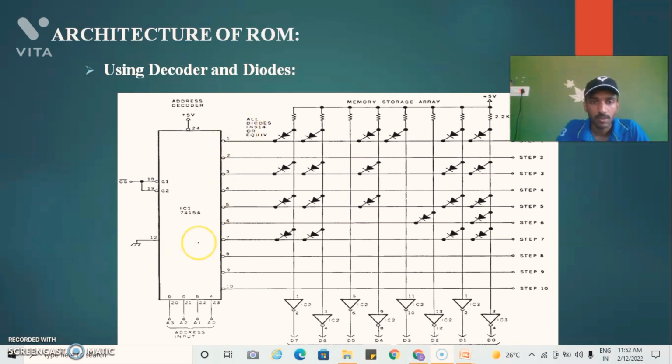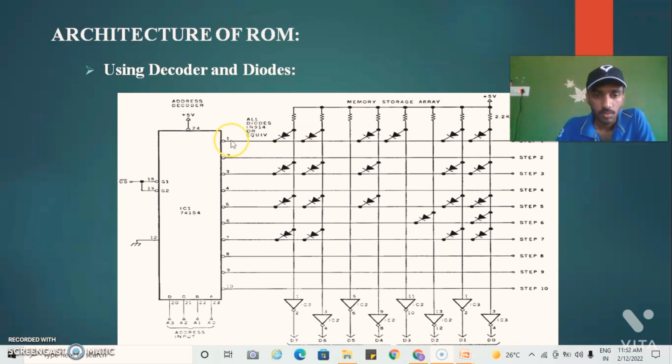Let us assume that this is the internal part, so we cannot manipulate or change these arrangements. It was done by the manufacturer itself, so that's why it is called permanent. We cannot reprogram it. Here in M0 the diodes are connected to the word line, and these are called data lines.